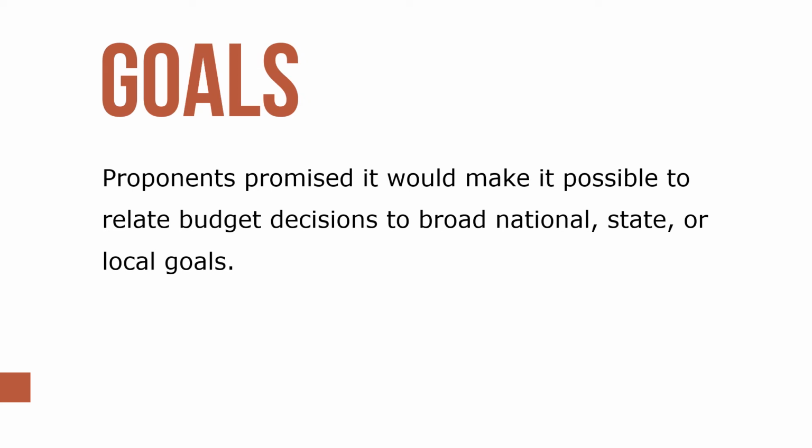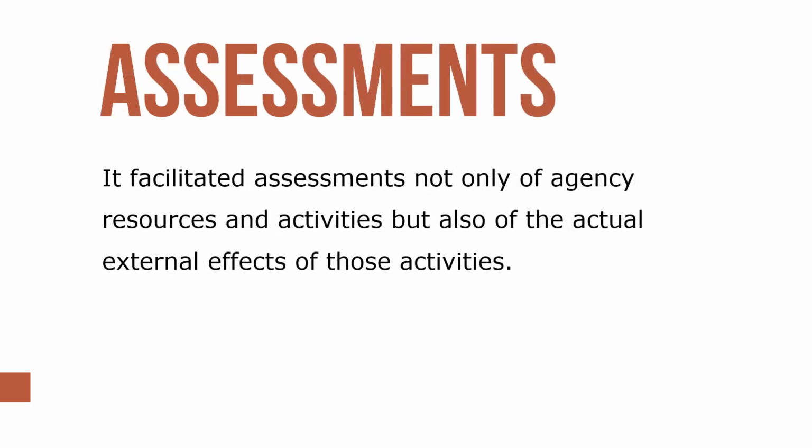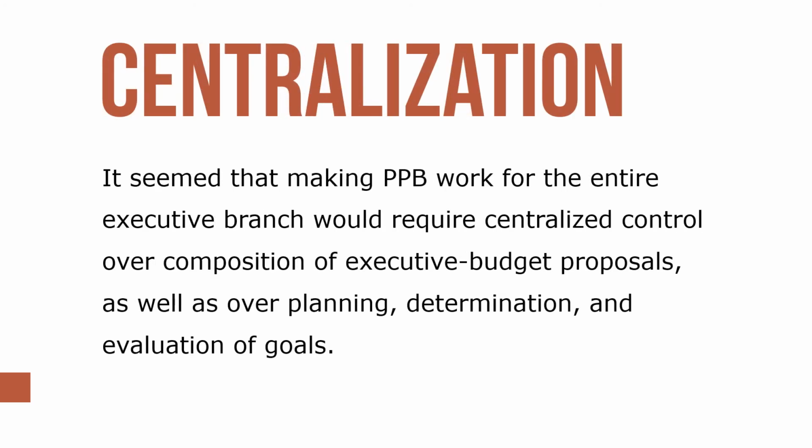Proponents promised it would make it possible to relate budget decisions to broad national, state, or local goals. In the words of one observer, the determination of public objectives and programs became the key budget function. It facilitated assessments not only of agency resources and activities, but also of the actual external effects of those activities. It seemed that making the PPB work for the entire executive branch would require centralized control over composition of executive budget proposals, as well as over planning, determination, and evaluation of goals.